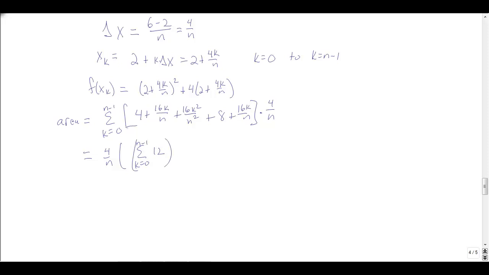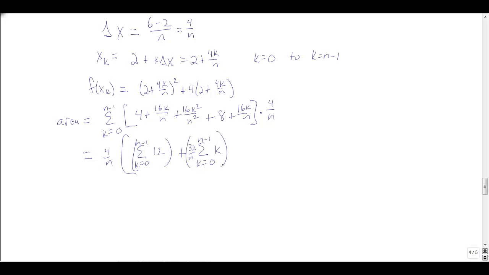Maybe I'll write this not as a parenthesis, but a big square bracket. Now with the k's, I'm going to do summation k equals 0 to n minus 1. With the k's here, I can pull out, let's see, 16 over n plus 16 over n is 32 over n. I can write that outside and just leave the k here. So the k has to stay inside of the summation because the value changes depending on what k is. 32 over n, that value does not change with k.